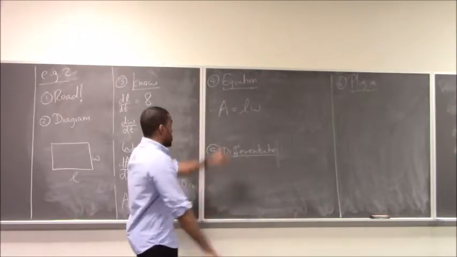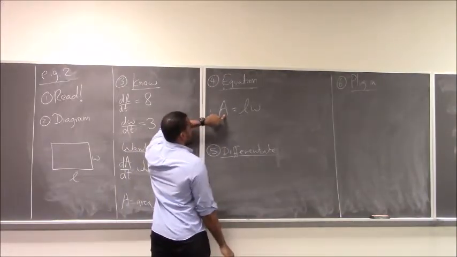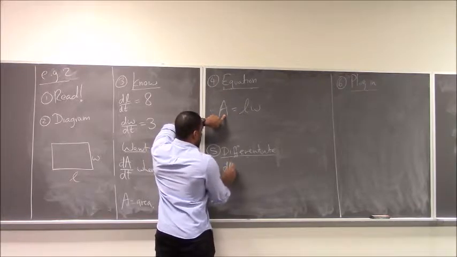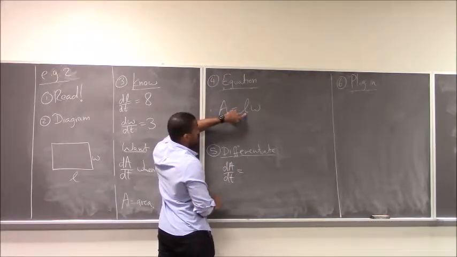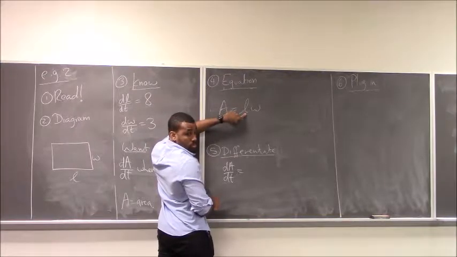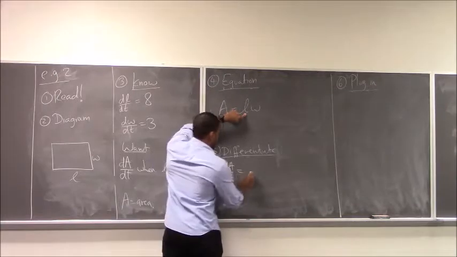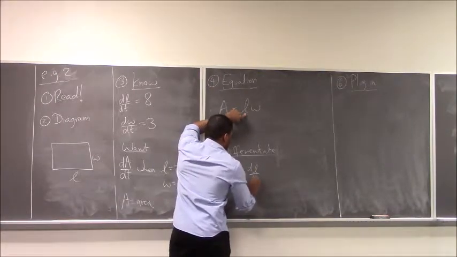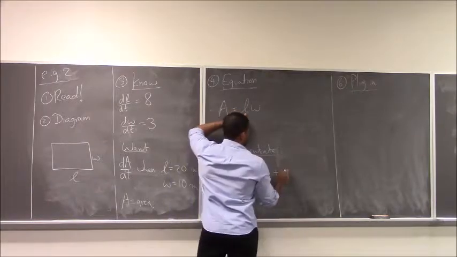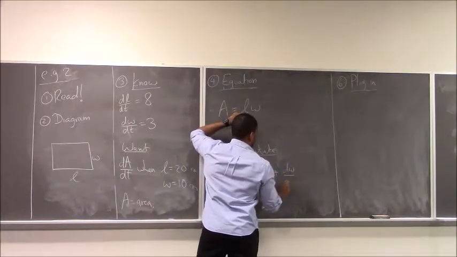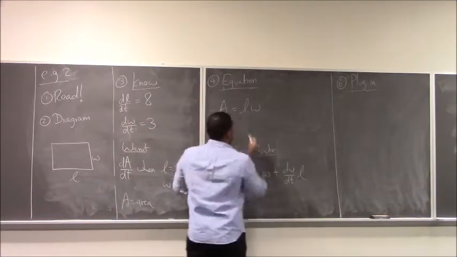Differentiate. What's the derivative of A? dA/dt equals the derivative of this: dL/dt times W plus dW/dt times L. So again, product rule.